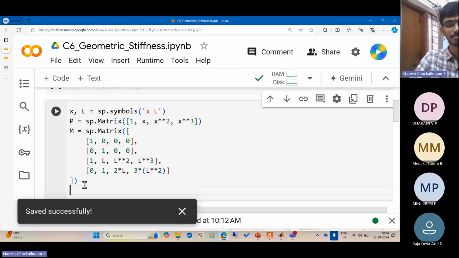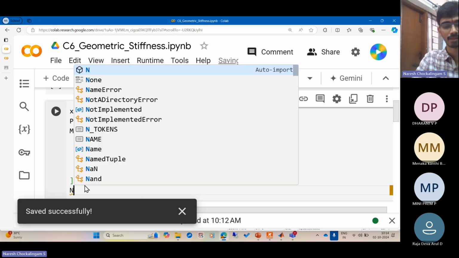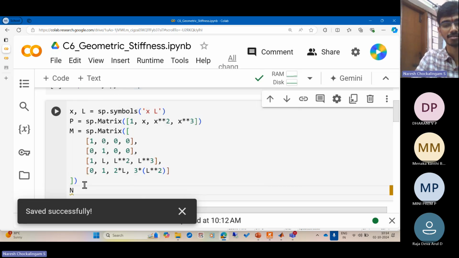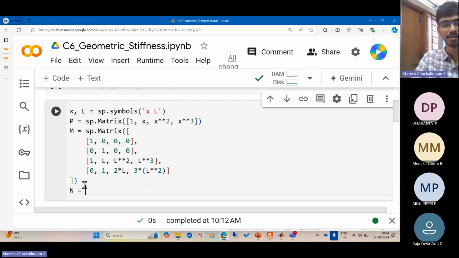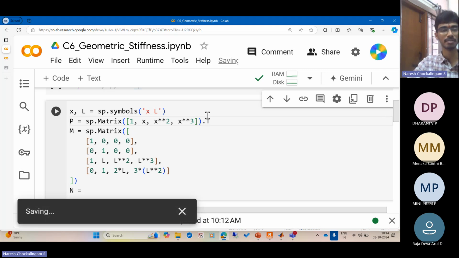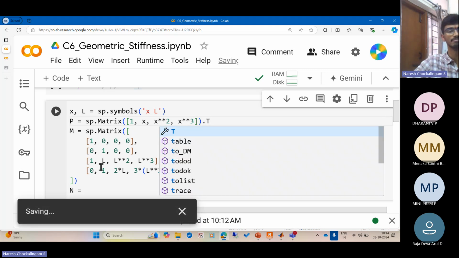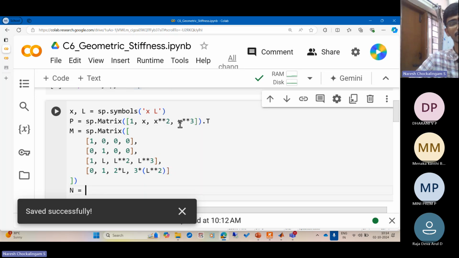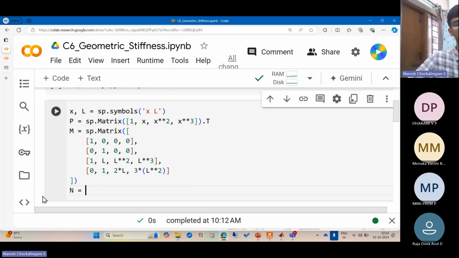So let's call the beam shape functions N. There's a slight difference here. In SymPy, if you write it as a row vector, when you make it a matrix it becomes a column vector, so I'll just take the transpose of this. There's a slight difference between NumPy and SymPy: in NumPy this remains a row vector, but in SymPy it makes it a column vector, even if you put it this way. So just make it a transpose.